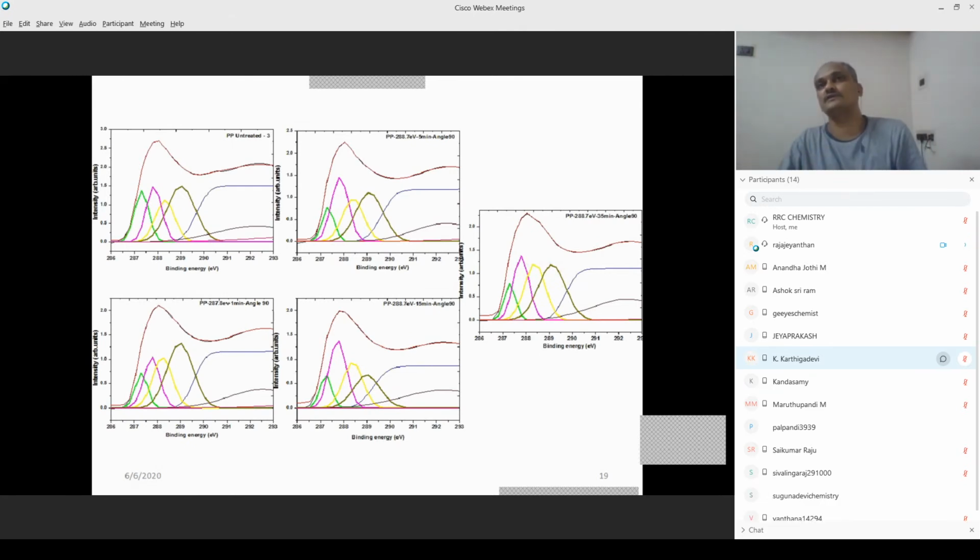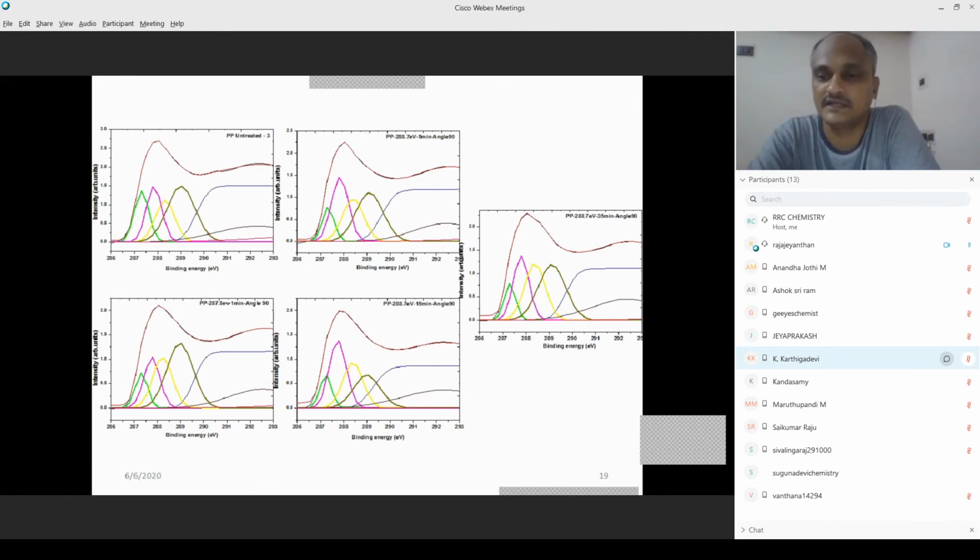It is clearly understood that when we are irradiating with a soft X-ray, some bond breaking will also take place, and we can use this concept for surface functionalization. So using NEXAFS, we can do surface functionalization as well as characterization by using these X-rays, and we can monitor that surface functionalization by using NEXAFS spectroscopy.